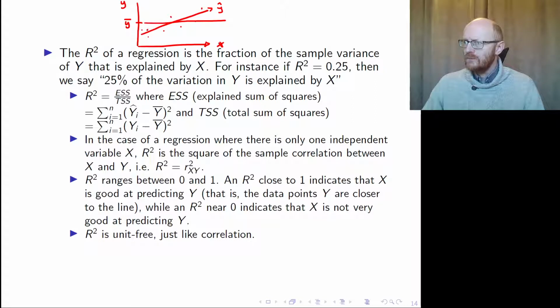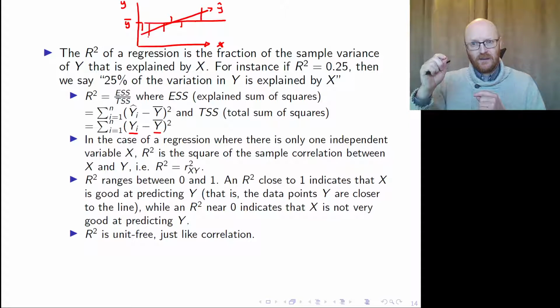So the total sum of squares looks at the data point minus the average of the y and squares it. So it looks at these differences. The total sum of squares just looks at the difference between the observation and the average, okay?